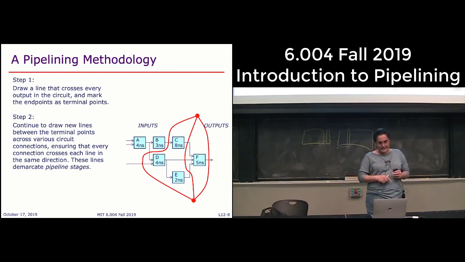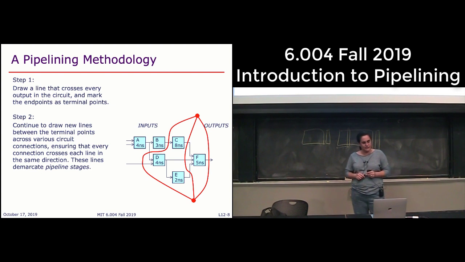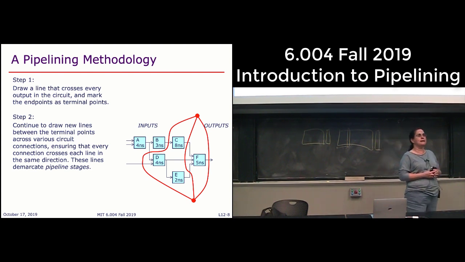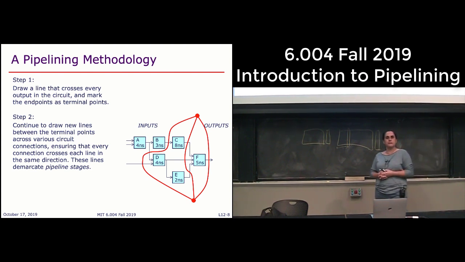And so now let's take a look at the details of this particular example. So what have I done so far? Based on what I've drawn here, what would you say the clock period for this particular circuit could be? How fast can I clock this circuit?